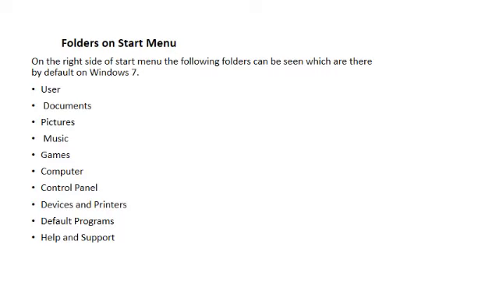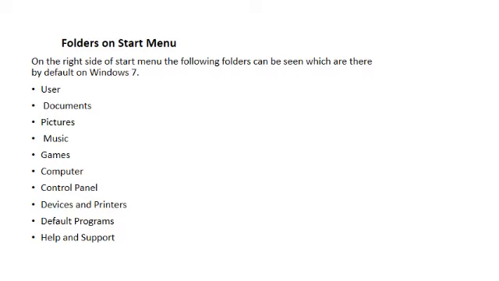Next is folders on Start menu. On the right side of Start menu, the following folders can be seen on Windows 7. First is User, a personal folder for the user where user's files get stored. Second is Documents. Documents contain the date-wise diary of all the programs or documents created by the user.